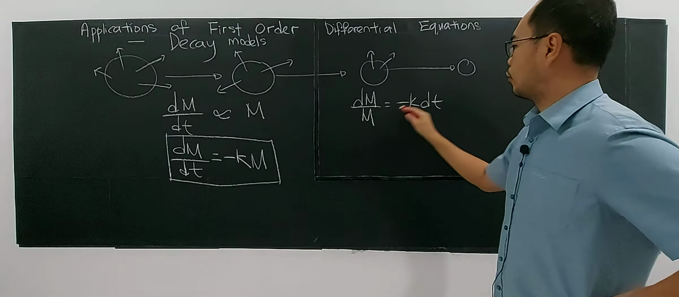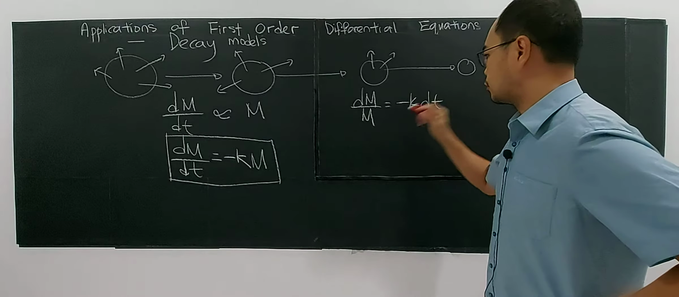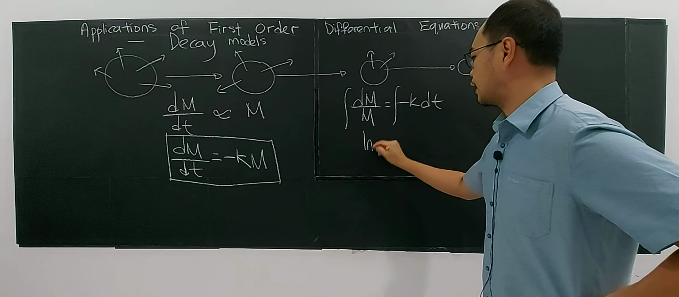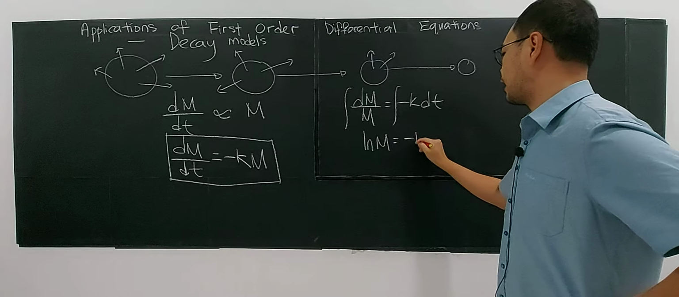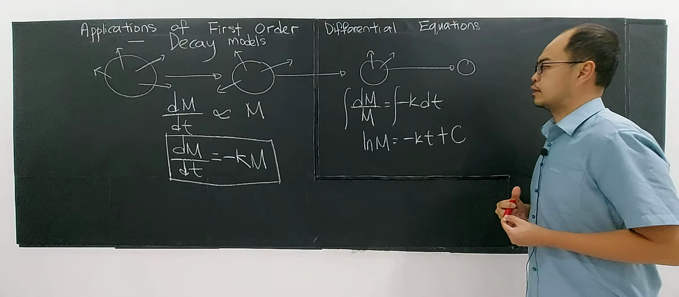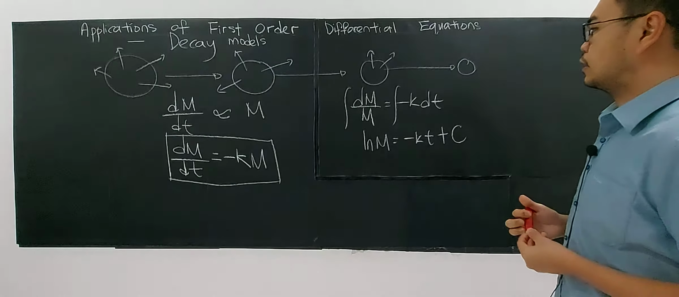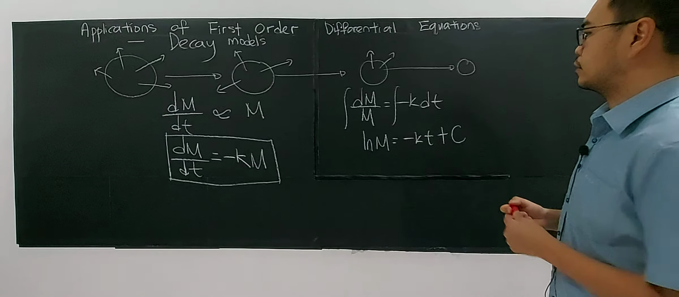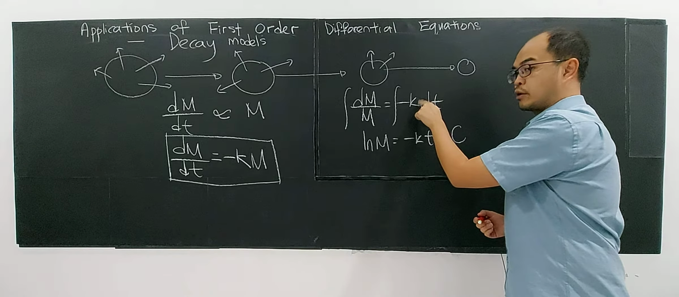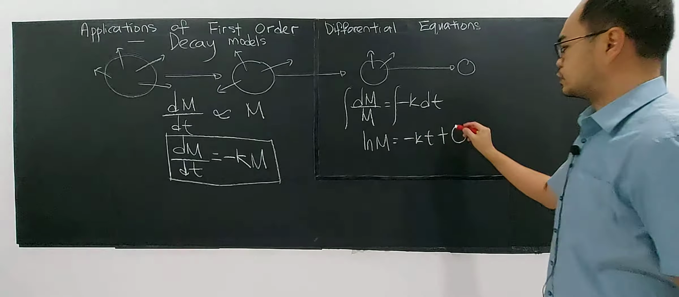So dm over m equals negative k dt. Now I have to integrate both sides. So the integral of 1 over m gives ln m, and the right side gives negative kt plus c. As we integrate, k is a constant, so integrating dt means integrating 1, which gives t. So we just add a constant here.